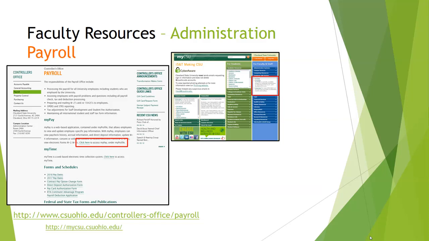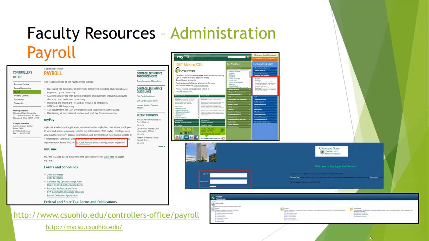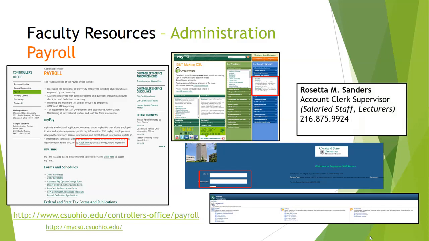When clicking on those links, a new web page opens up. Enter your CSU ID, then Campus Pass, which is your CampusNet password, and if you don't know your password, you need to contact IS&T to reset it. This is where you can view your info, pay, and benefits. For more information, contact the payroll office.